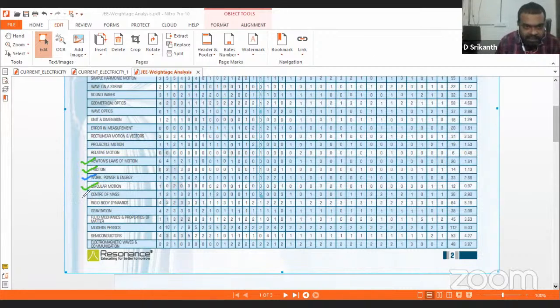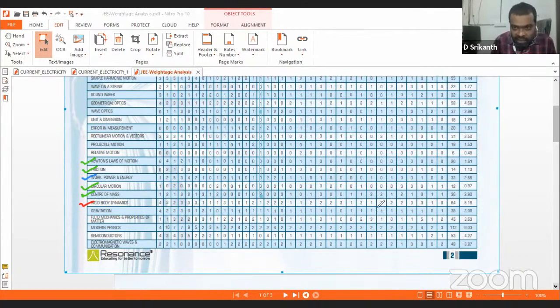Center of mass: sometimes they ask two questions, here they asked three, maximum three questions may be asked. Whereas rotational motion, you need to complete it. It is very high, almost 5, equal to electrostatics. How rotational motion can be made easy, or how you can solve it, I will explain.